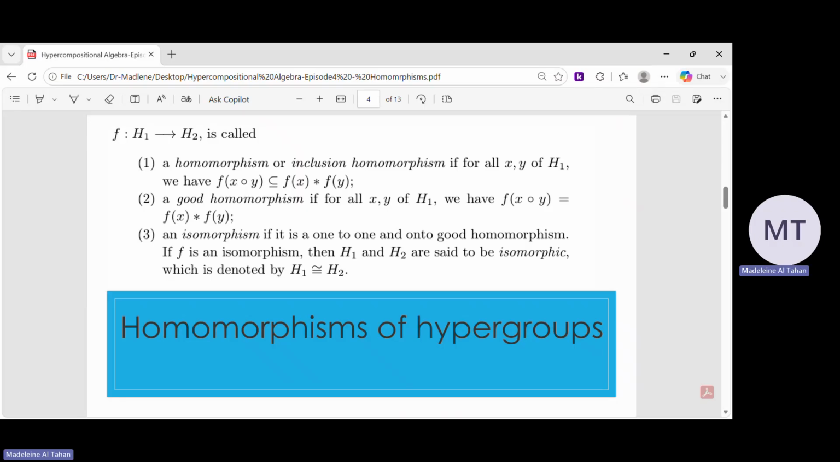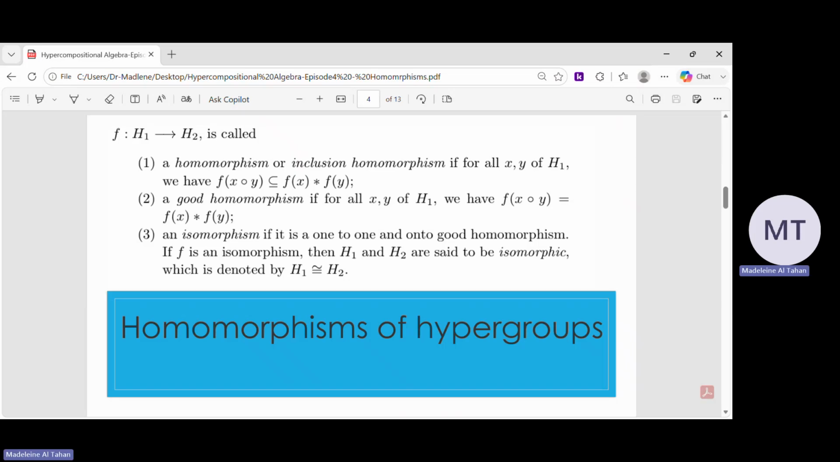Whenever we study algebraic structures, one of the first questions we ask is, how can we compare two different structures? For groups, rings, and vector spaces, the answer is through homomorphisms. Hypergroups are the same. A homomorphism allows us to preserve the hyperoperation while mapping elements from one hypergroup to another.